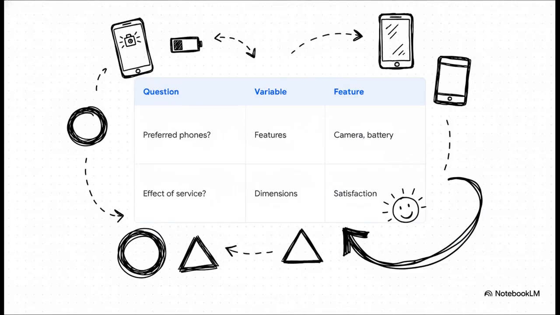And this brilliantly illustrates how you document those first steps systematically. Take the first example. If your research question is about finding out the preferred smartphones among consumers aged 18 to 35, your variable is smartphone features. The measurable features you'd actually ask people about would be things like camera quality, battery life, or screen size. Or take a look at the second example. If you want to figure out the effect of service quality, your variables are service quality dimensions and customer satisfaction. Mapping it out exactly like this ensures your high-level objective translates perfectly into measurable, real-world data.